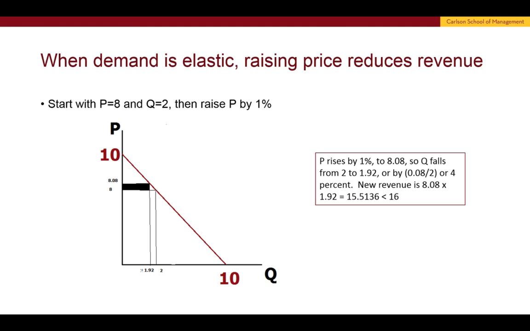Now let's just think a second. The revenue was 8 times 2, or 16, but the new revenue, if we were to raise the price by 1%, would now be a price of 8.08 times a quantity of 1.92, which equals some number, 15.5136, but the big point is that it's less than 16. So just to step back for a second, what happened was we were at a price of 8 and we raised the price by 1% and the revenue fell. Now remember that a price of 8 is a point on the demand curve where the demand was elastic, as we saw in the previous module.